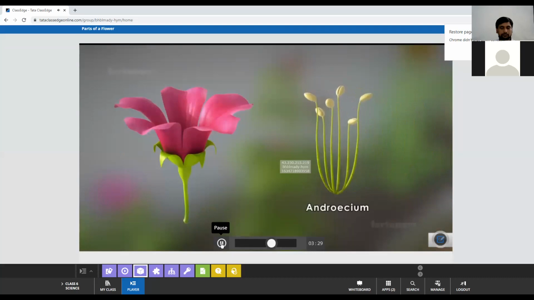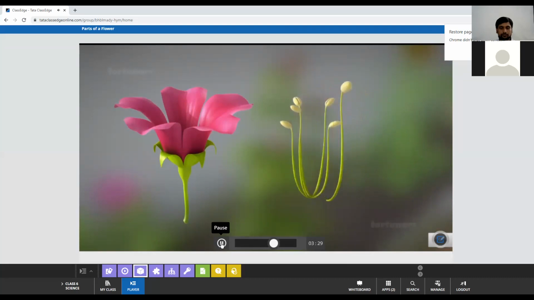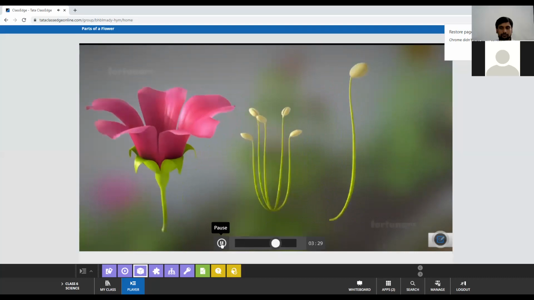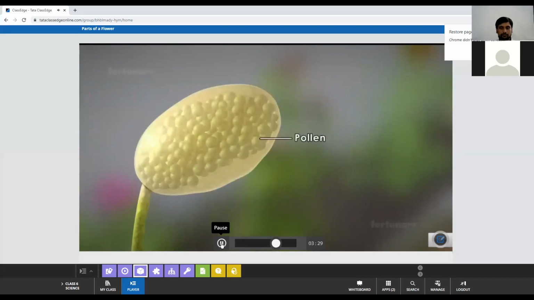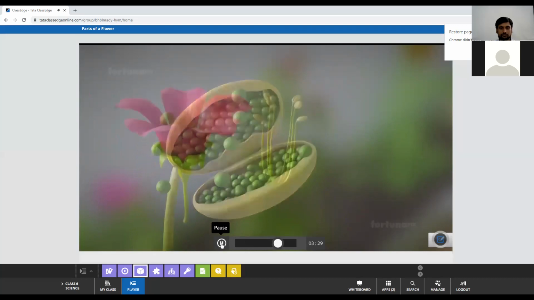The androecium is the next whorl. This is the plant's main reproductive organs, which are the stamens. Each stamen is generally made up of a thin, long filament on which anthers are present. These anthers contain pollen. As they mature, they will split open and release pollen grains into the air.